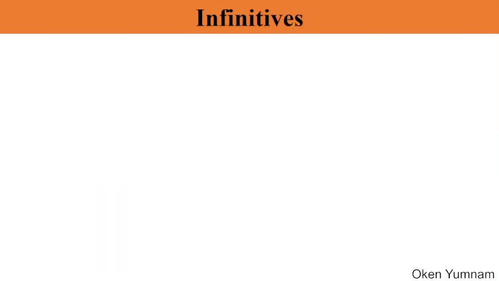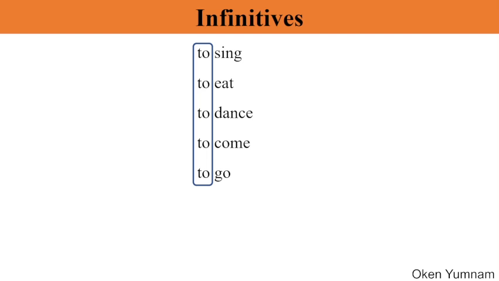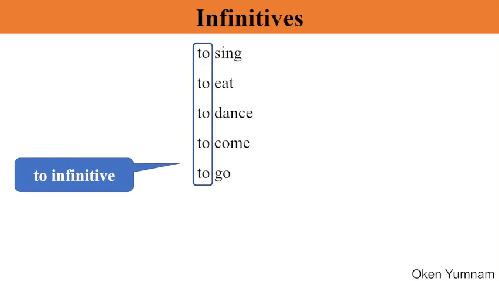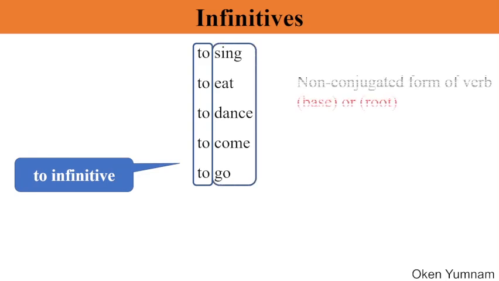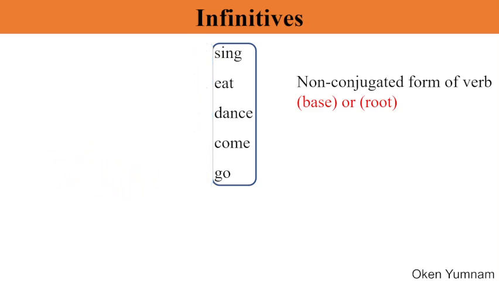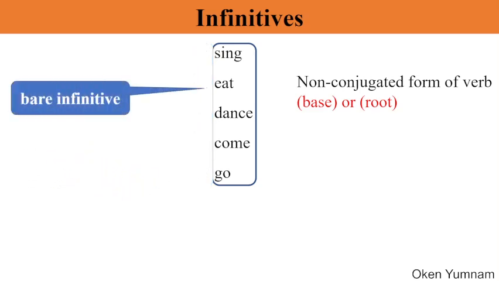Now let's study infinitives. We'll see gerunds as well as participles also after we finish infinitives. So look at these infinitives: to sing, to eat, to dance, to come, to go. Here, these are all followed by "to", the preposition "to". So it's what we call "to" infinitive. And what follows that "to" is the non-conjugated form of the verb, or let's say the root or the base form of the verb. And without "to", we call it bare infinitive.